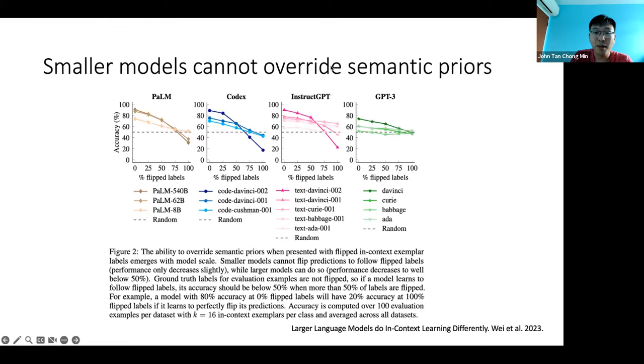In this paper, called Larger Language Models Do In-Context Learning Differently, they compared a few models. As I said earlier, in the fine-tuning part they flip the labels, so the model needs to learn the wrong relation, like positive becoming negative. But in the test set, they use the original labels. So if you get below 50% accuracy, it means that your fine-tuning has learned something.